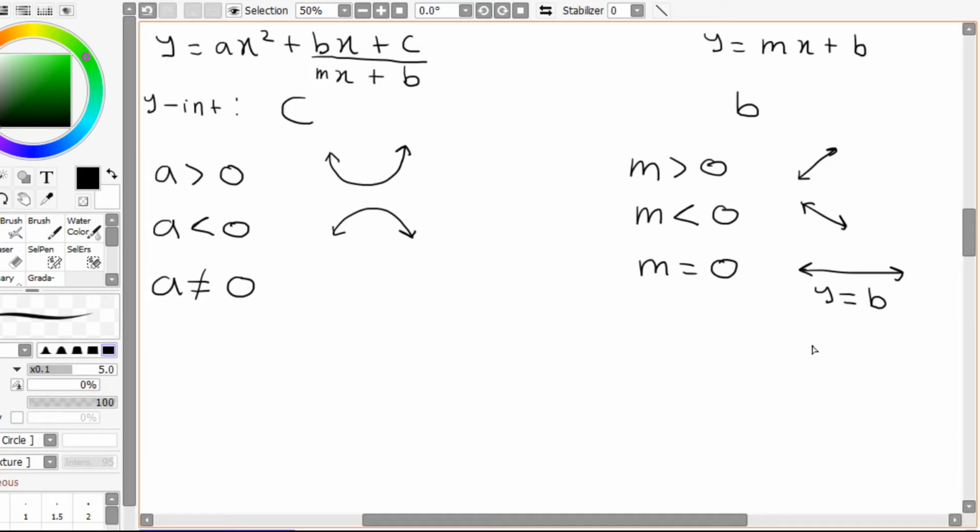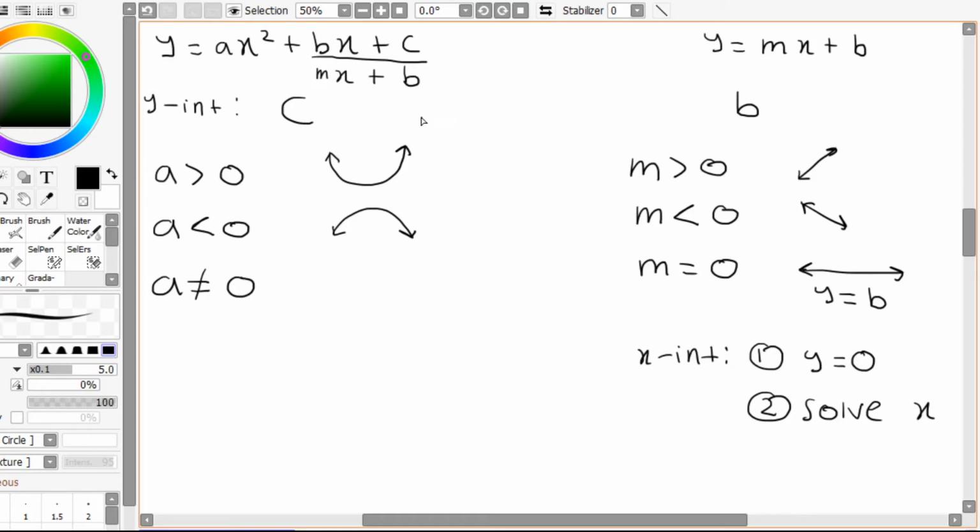The other thing we did a lot is we tried to find the x-intercepts of the line. For a line, it's quite easy because all you had to do was set y equal to 0, and then from there solve for x. So you could have just isolated for x and solved it.